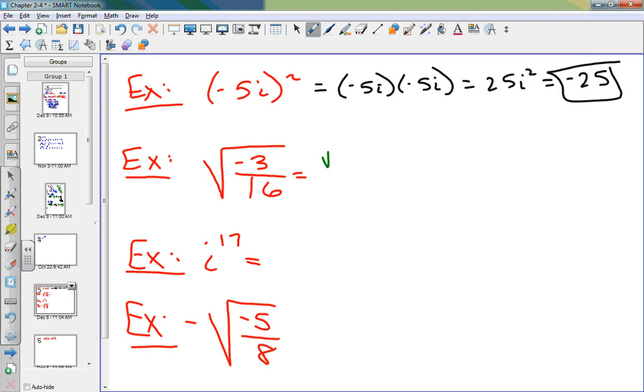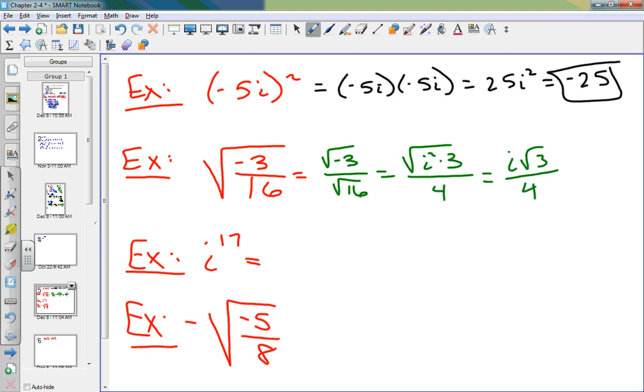Okay, divorce these. That's negative square root of negative 3 over square root of 16. I don't believe in divorce either, however, it is what it is, right? So now, mathematically divorce them. Now, here I have the square root of I squared times 3 over, what's the square root of 16? 4 to give me I square root of 3 over 4. Done.